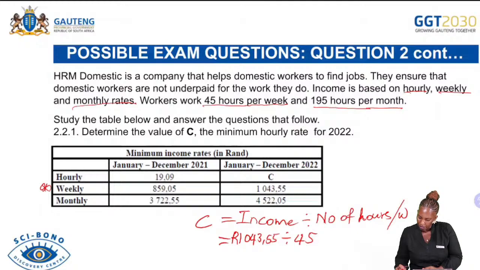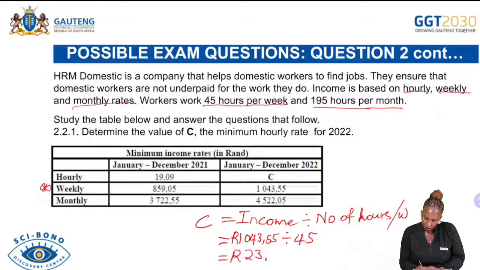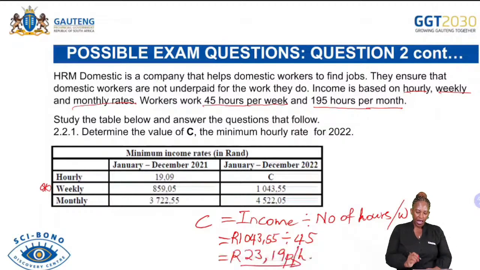Let's quickly do it. It's 1,043 rand 55. We divide it by 45 hours. If we divide it by 45 hours, meaning on an hourly basis, the people will get 23 rand 19 cents per hour. They will get 23 rand 19 cents per hour.